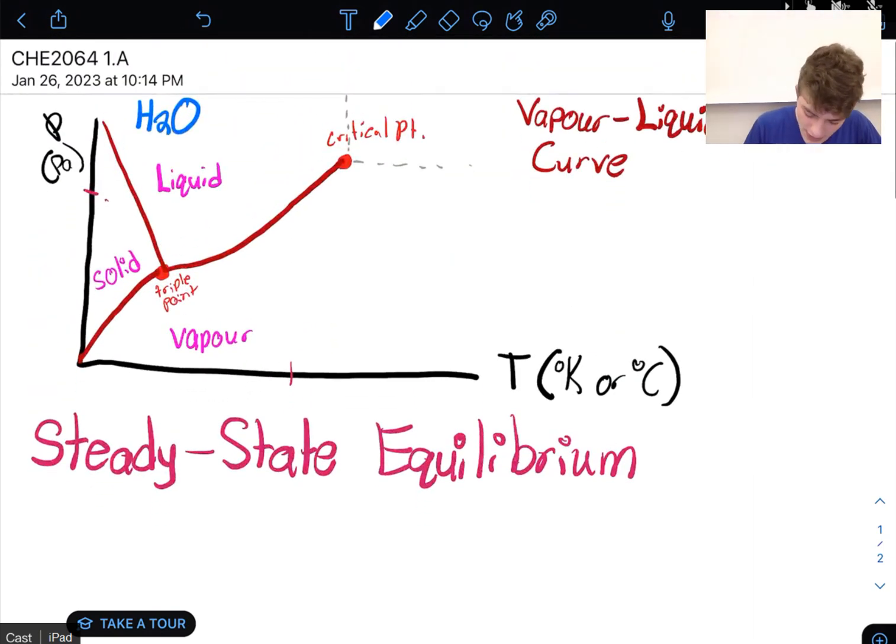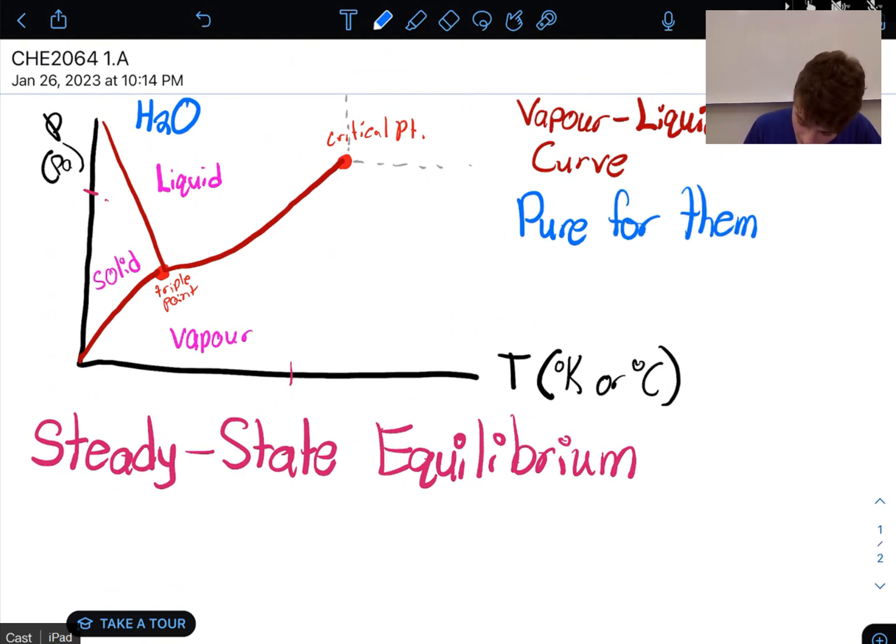Now, you're probably wondering, what is pure? I said they have to be pure for them to apply. Pure meaning, of course, that you're only going to have that substance in your sample. So now that we've talked about pure and this phase diagram, we definitely want to be able to apply it. So how are we going to make a pure substance?